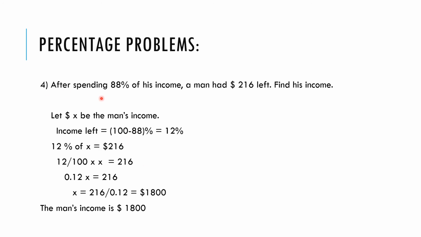After spending 88% of his income, a man had $216 left. Find his income. Now let X dollars be the man's income. The income left after spending 88% of the income is 100 minus 88, that is 12%. 12% of the man's income is equal to 216. So 12 over 100 into X is 216. 0.12X is 216 and X is equal to 216 over 0.12, that is $1,800. So the man's income is $1,800.